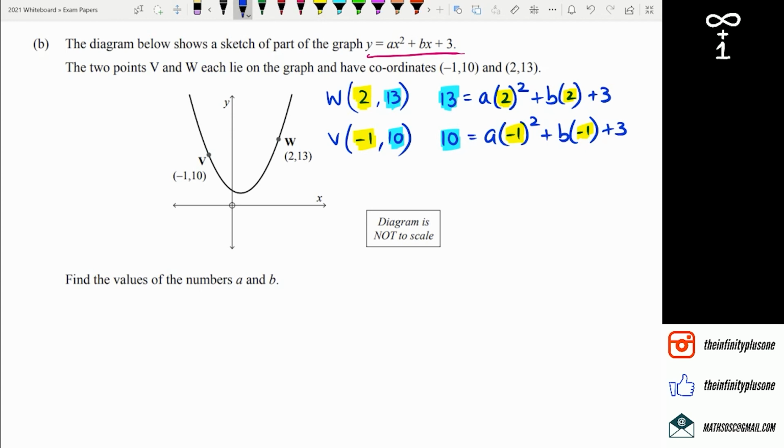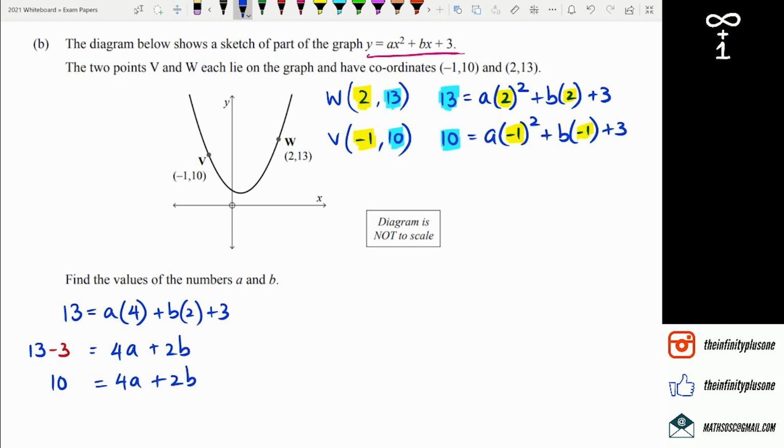All right, so here's my first equation. I've got 13 is equal to A times 2 squared, which is 4, plus B times 2, plus 3. I'm going to rearrange this, so I'm going to get 13 take away 3 equals 4A plus 2B. So I've got 10 equals 4A plus 2B. Now at this point I could simplify it further, because I can see that 2 is a common factor. If you want to, you could, but let's just leave it in here for now because I want to show you guys the substitution method, right?